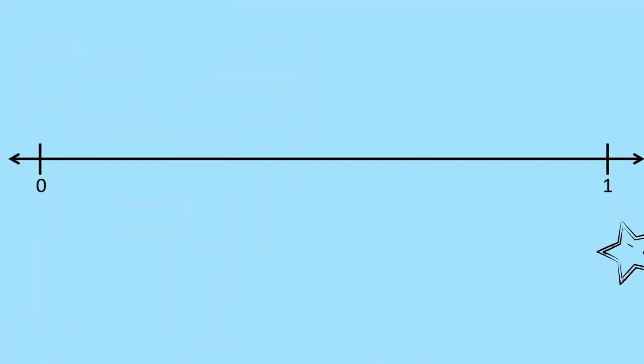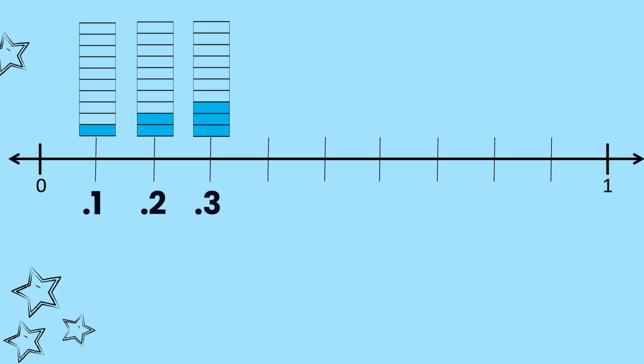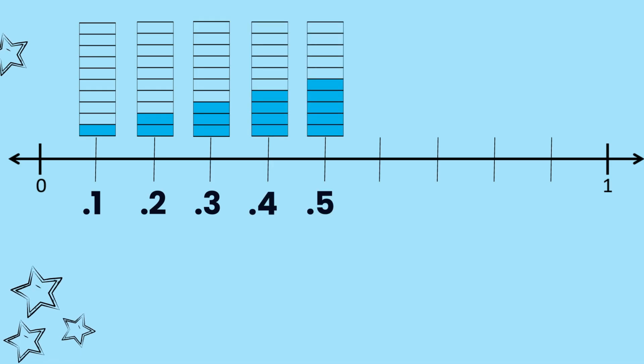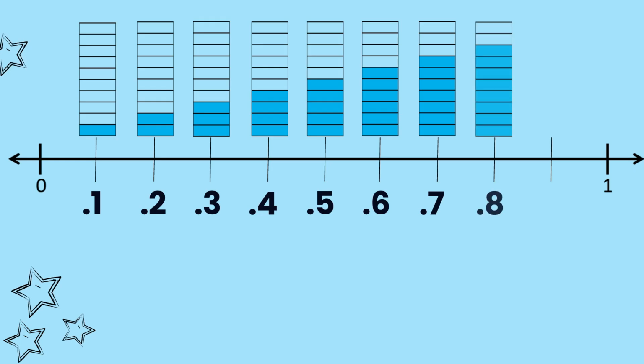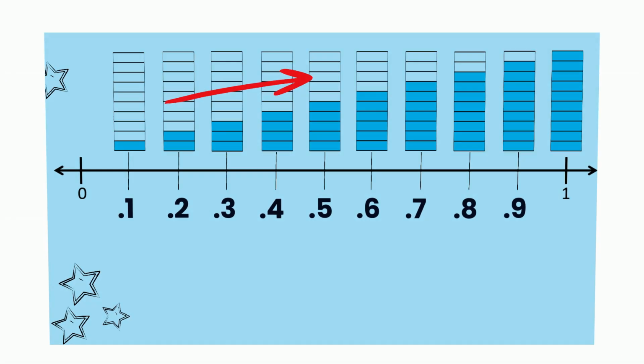Let's start by dividing this number line into 10 equal pieces between 0 and 1. Because there are 10 equal pieces, we call them tenths. Just like we counted with the apples, we can count by tenths. 1/10, 2/10, 3/10, 4/10, 5/10, 6/10, 7/10, 8/10, 9/10, and 10/10, or 1 whole. Each of these decimals represents a part of a whole number. You can see that the tenths gradually build up, like going up a staircase, until we reach 1 whole.